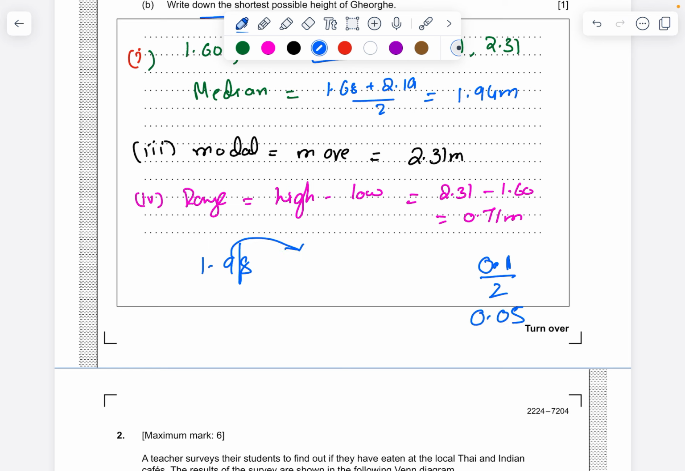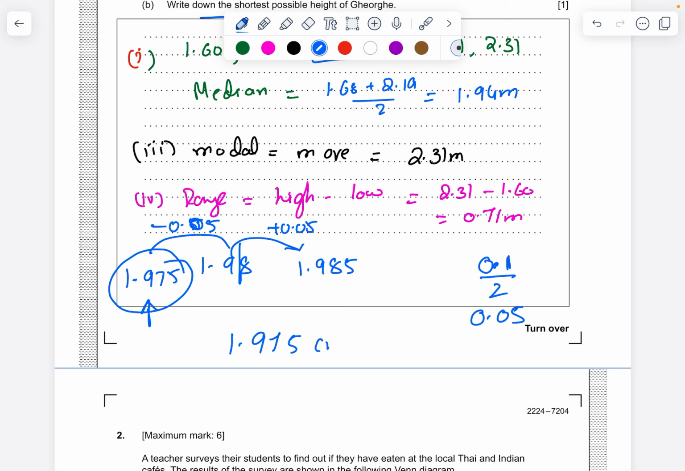So add 0.05, which becomes 1.985, and subtract 0.05, which will become 1.975. So the lowest one is going to be 1.975. 1.975 meters is going to be the answer.